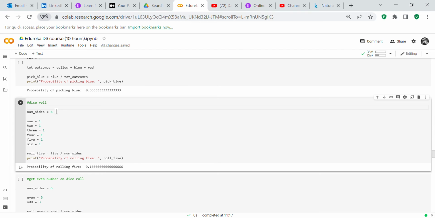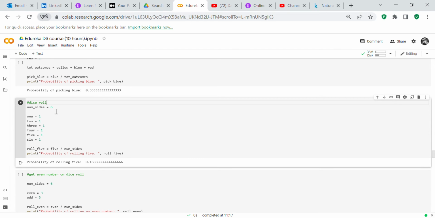The next one we're going to do is a roll of the dice. So num_sides equals 6 because you have 6 faces on the dice. So 1 equals 1, 2 equals 1, 3 equals 1, 4 equals 1, 5 equals 1, 6 equals 1. So roll_5 equals 5 over num_sides. And then you print probability of rolling 5, roll_5, and it's 0.167. So it's 16.7% chance of rolling a 5, or 16.7% chance of rolling any one of the other numbers.